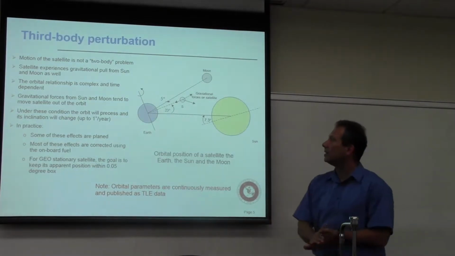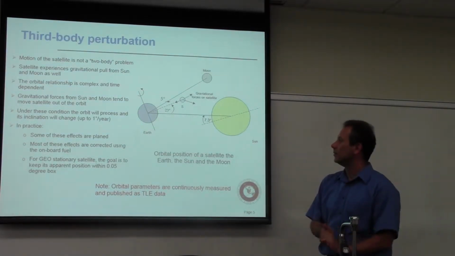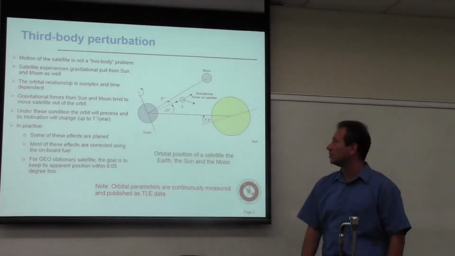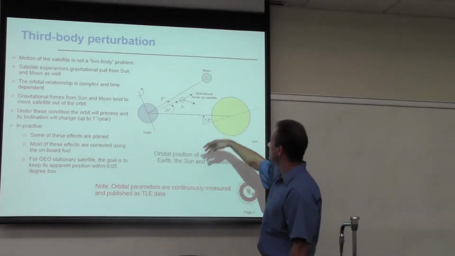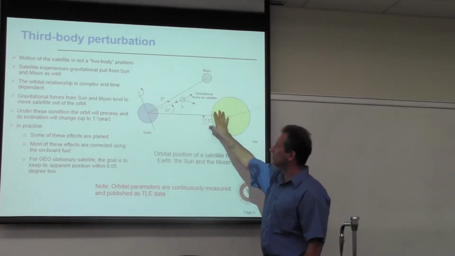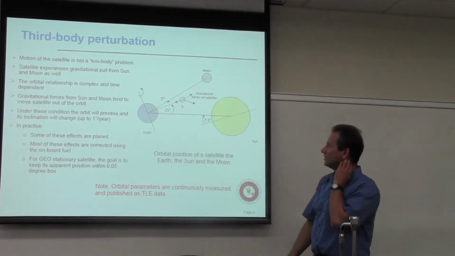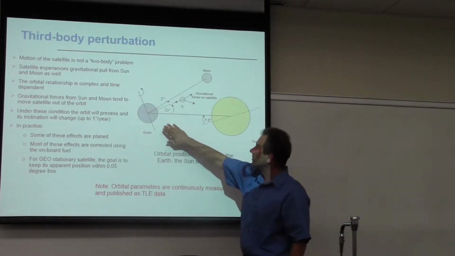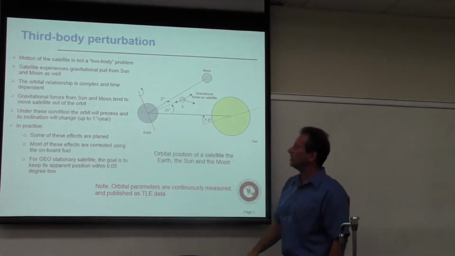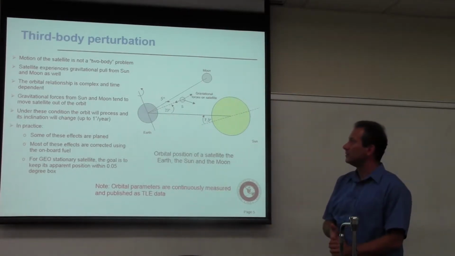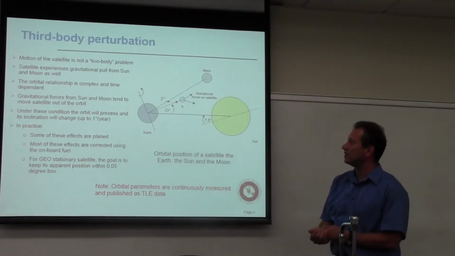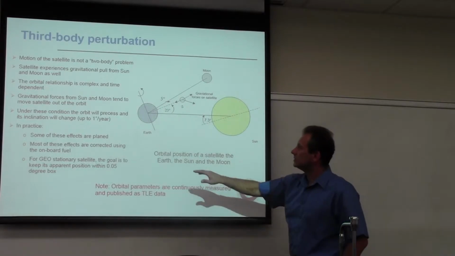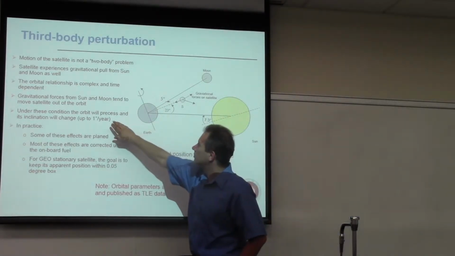Now, if you look at the way things are more globally, then you realize that Earth is not the only mass that acts upon a satellite. This is a schematic, obviously not drawn to scale. It shows you that you have Earth, you have a pull of the moon, and you have a pull of the sun. Even though these are relatively small, over an extended period of time, they will accumulate. These gravitational forces tend to move the satellite out of the orbit.